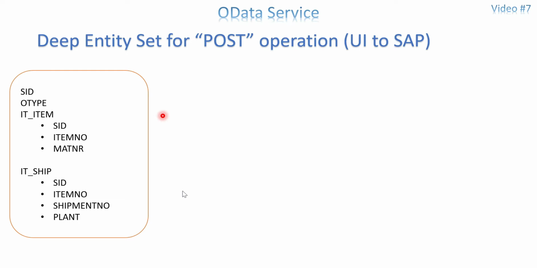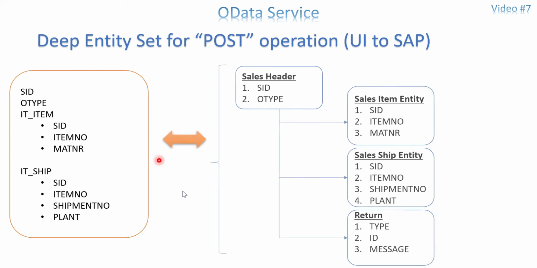Okay, so once you get the deep entity set, I have to segregate based on your function module design and push it to the function module. It will create the information and send back the result, whether it's created successfully or not. Okay, so that is the most technical part. Once it is ready, now I'm going to create a deep entity set in my OData service level.